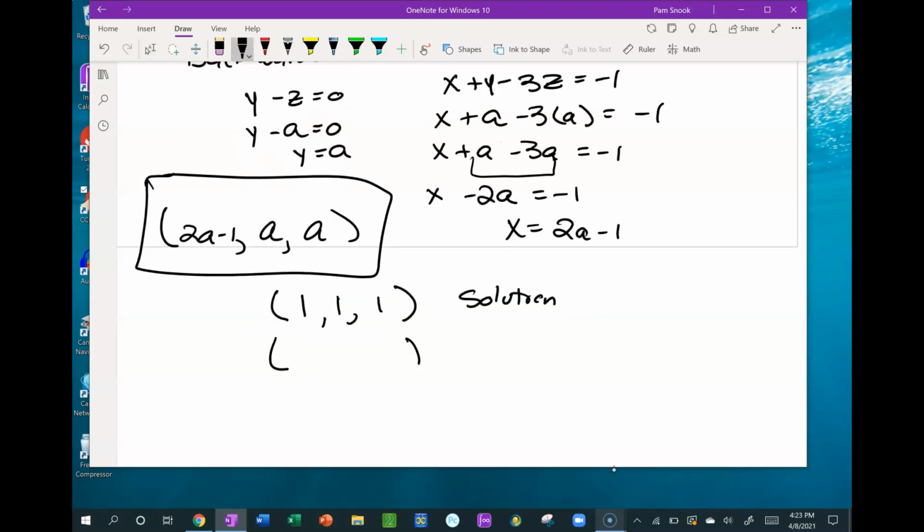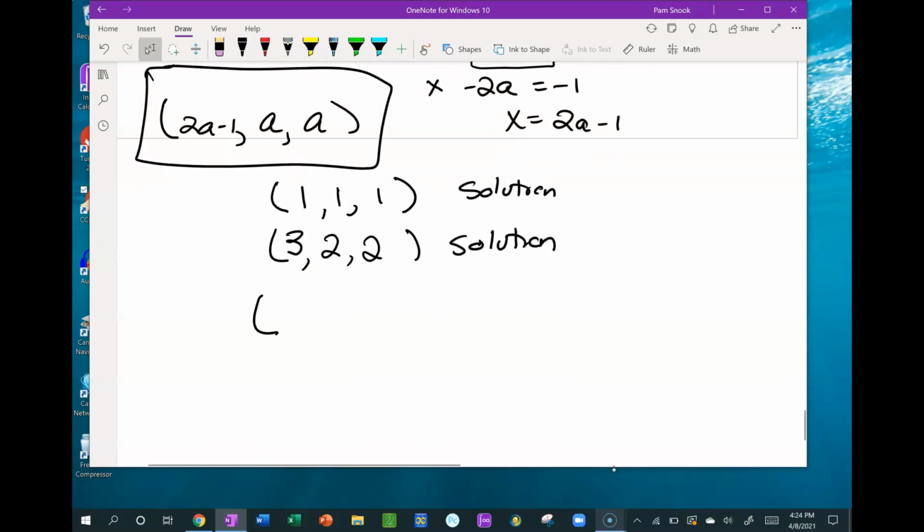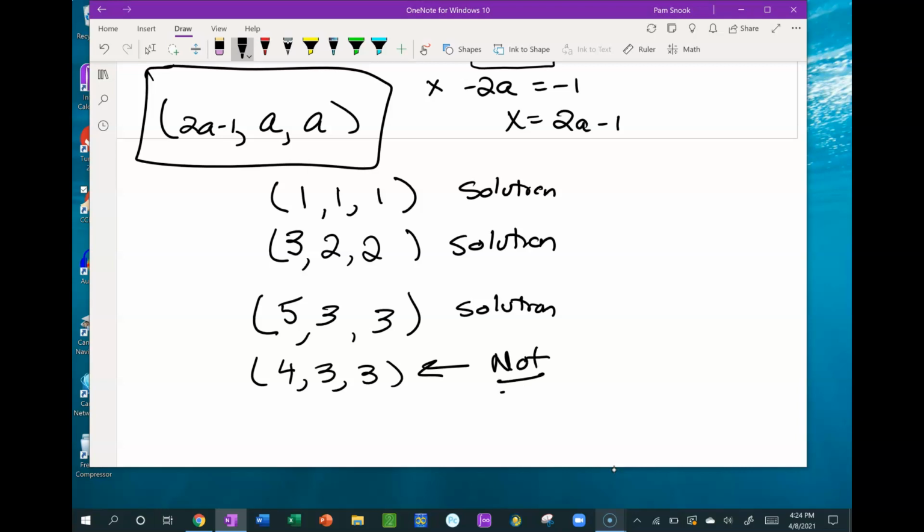Let's put in 2 for A. So I put a 2 and a 2. And then 2A minus 1 goes in the X spot. So 2 times 2 is 4, minus 1 is 3. That's a solution. Let's put in 3 for A. So 2 times 3 is 6, minus 1 is 5. That's a solution. But if I put 4 here, 3, 3, not a solution, because that doesn't fit. So this is what I mean by describing our solutions. There are infinitely many solutions, but there are some that won't work. Like 4, 3, 3 does not work. It doesn't fit. It's not 2A minus 1.